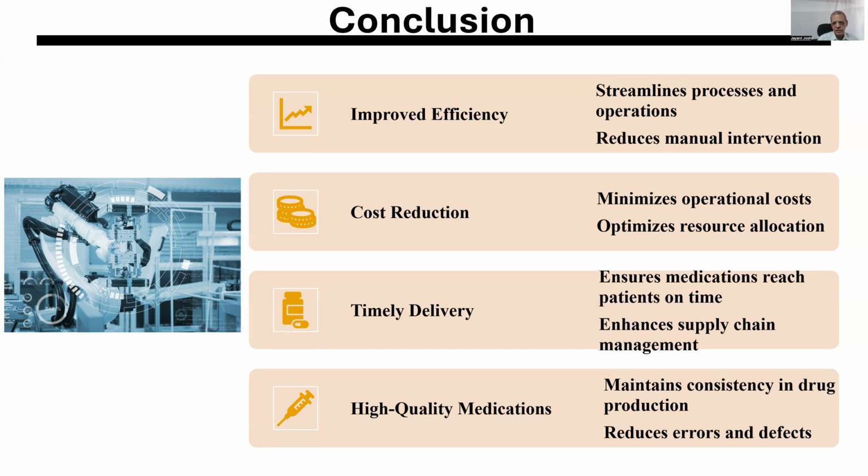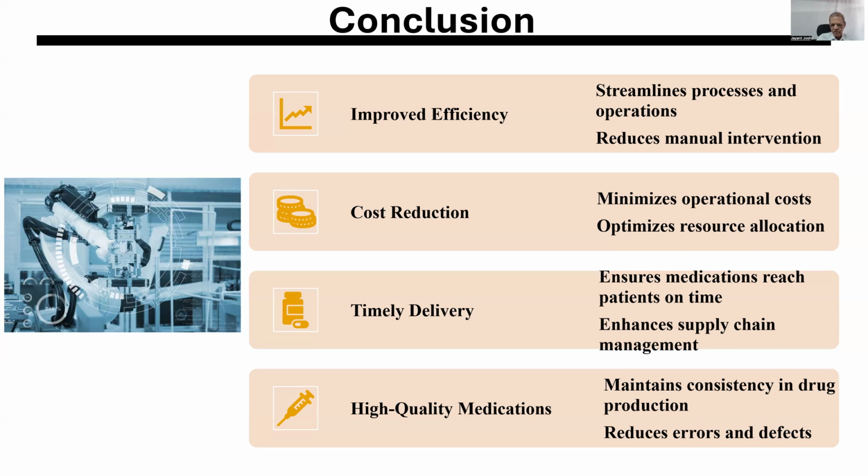Cost at the operational level and the complete supply chain management level. This minimizes the operational cost and optimizes the resource utilization. When I say resources, not just manpower but even machine hours, material efficiency, and reducing wastage, all of those can be taken into consideration. And finally, that will lead to timely delivery. The patients are expecting the right product, right quality, right time. So this ensures that medication reaches the patient in time and enhances the supply chain management.